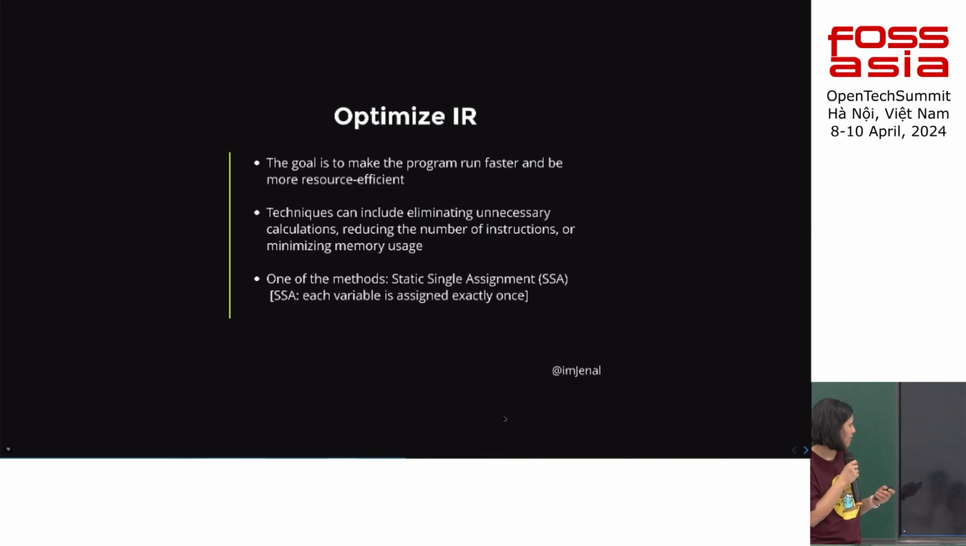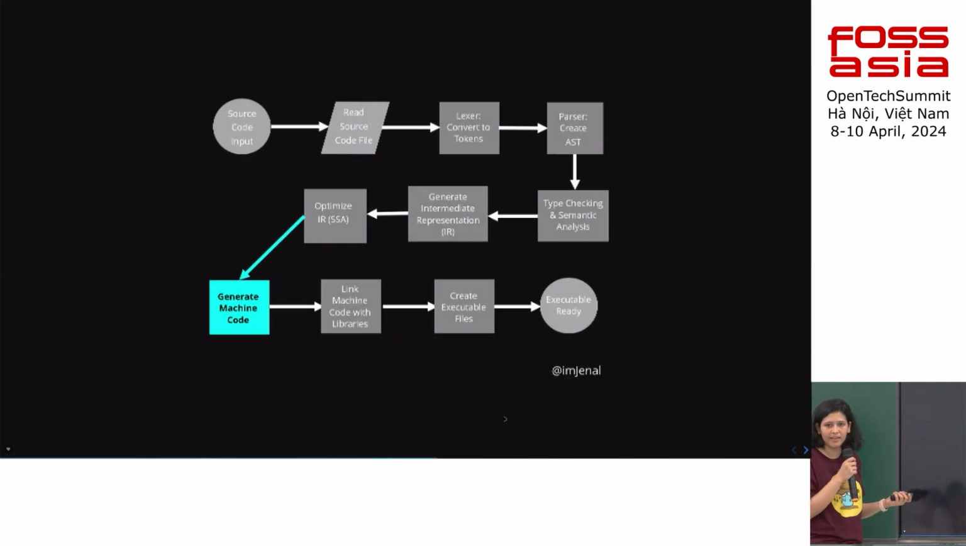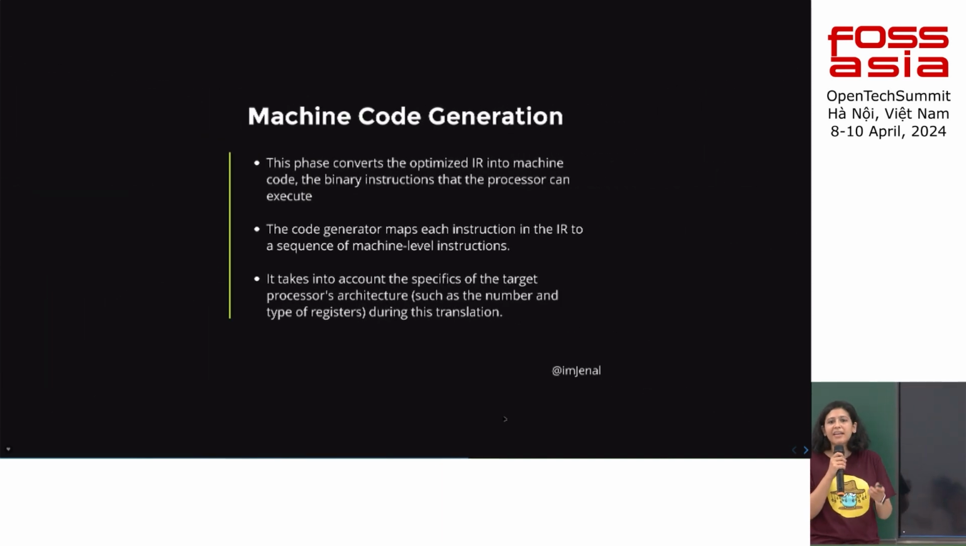And SSA is very important in this context. And after the optimization, the optimized IR is converted into the machine code, which is actually your binary statements or instructions, which are ultimately understandable by your processor. So at this stage, as I mentioned, this phase converts the optimized IR into the machine code and the binary instructions that your processor understands ultimately, right?